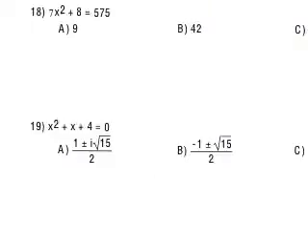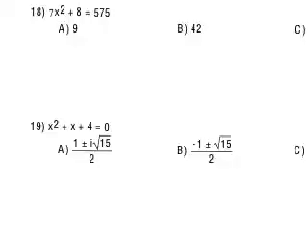Number 18. 7x squared plus 8 equals 575. So we're supposed to solve this. Now, this looks like a quadratic. Well, it is, but notice it doesn't have the middle term, an x term. It just has the x squared and the constant. So we can solve it in a different way.